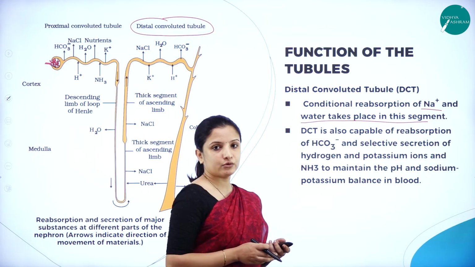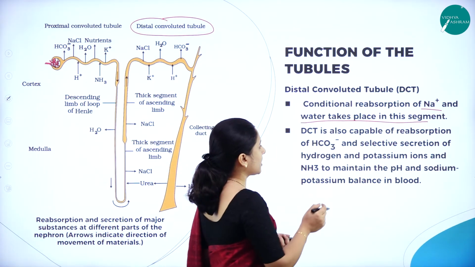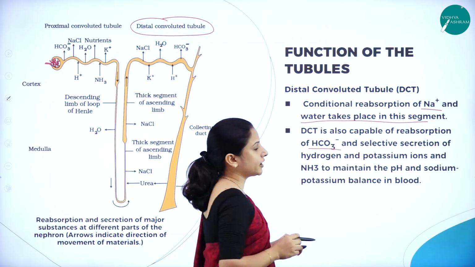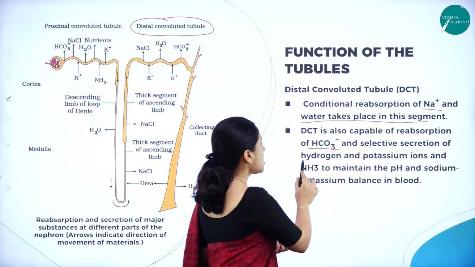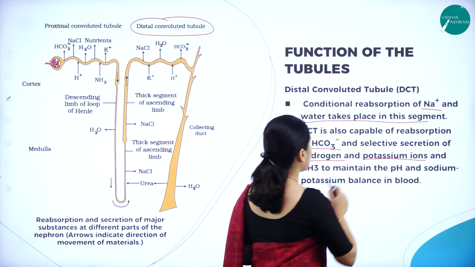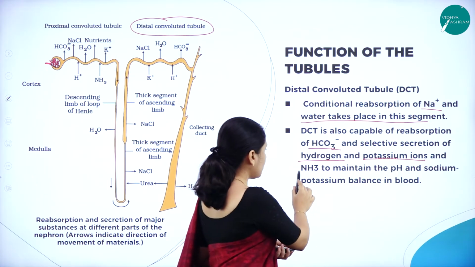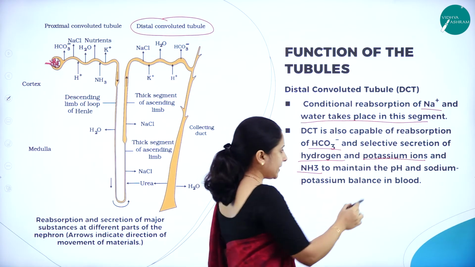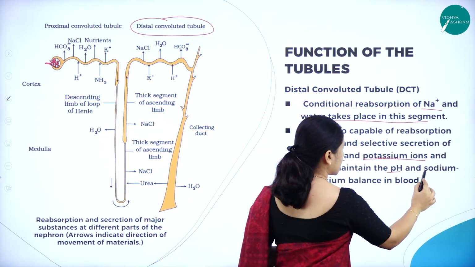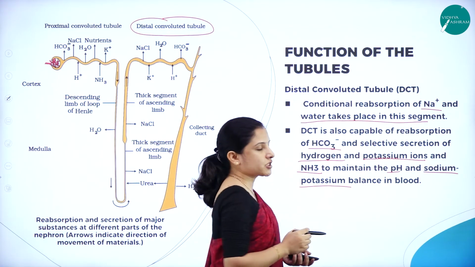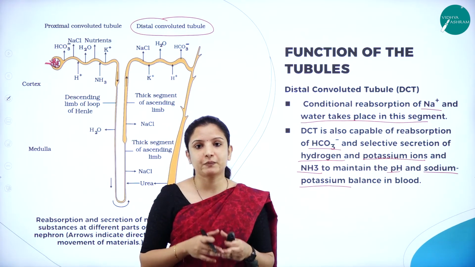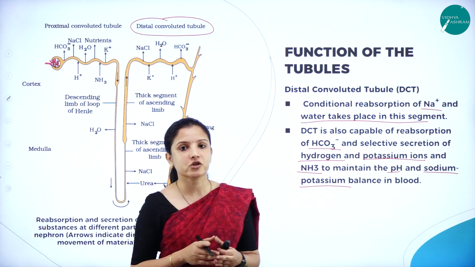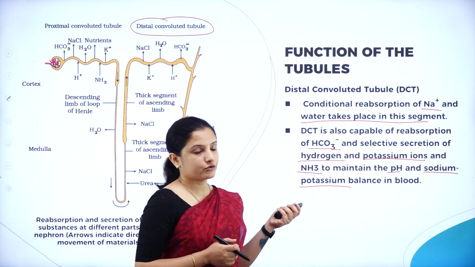Apart from that, the distal convoluted tubule is also capable of reabsorption of bicarbonate ions, and it is also capable of selectively secreting hydrogen and potassium ions and also ammonia to maintain pH. It also secretes sodium and potassium in such a way that the sodium potassium concentration gets balanced in the blood. So that is the function of the distal convoluted tubule.